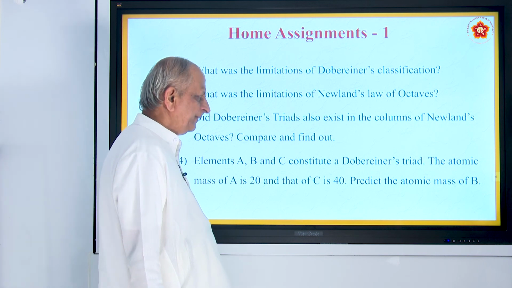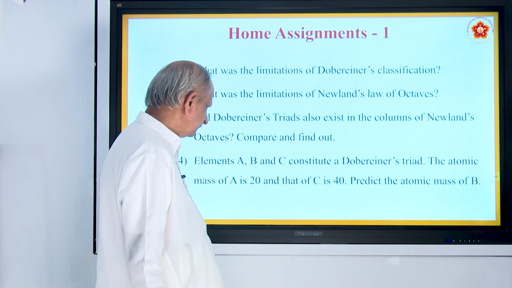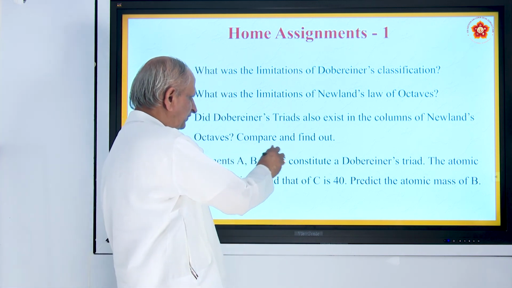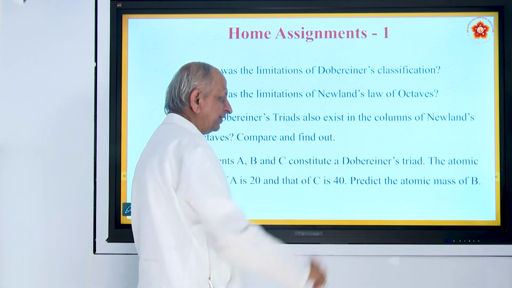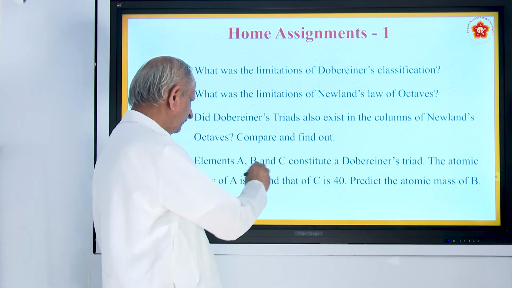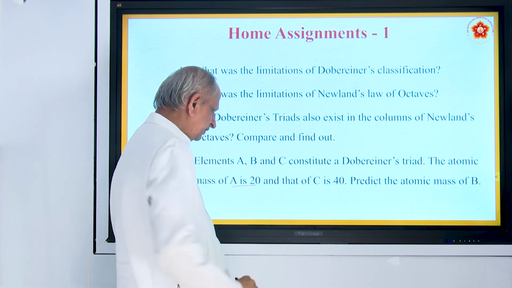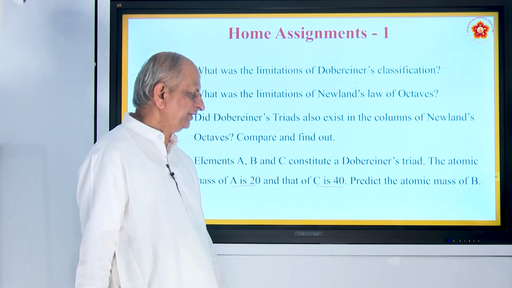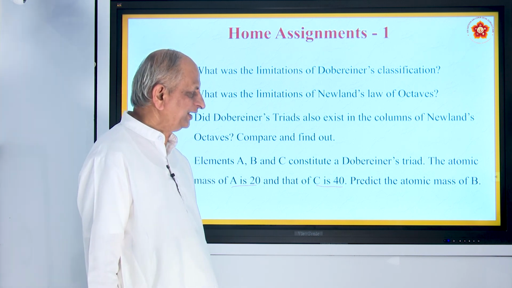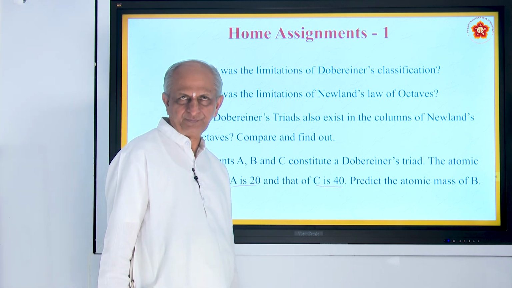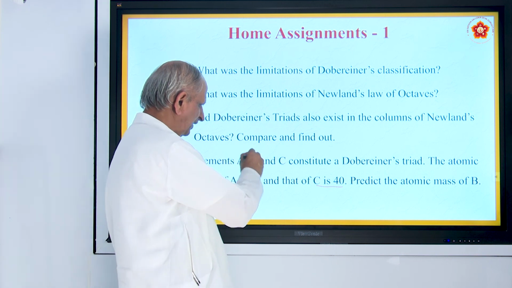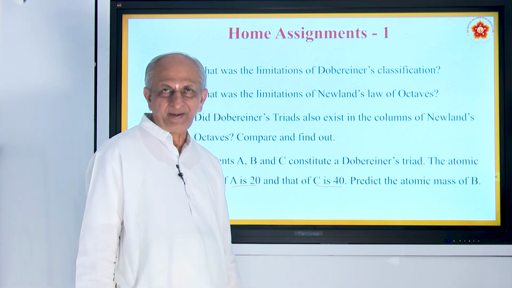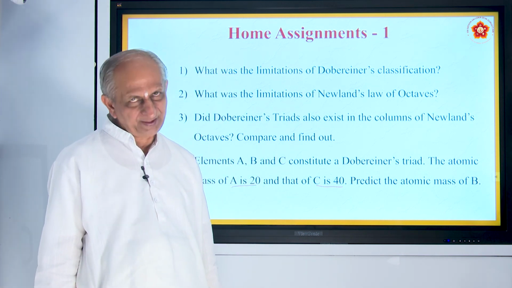And fourth one, a simple problem. Elements A, B and C constitute Dobereiner's triad. The atomic mass of A is 20. The atomic mass of C is 40. Predict the atomic mass of B. So three elements A, B and C are given. Predict the atomic mass of B.